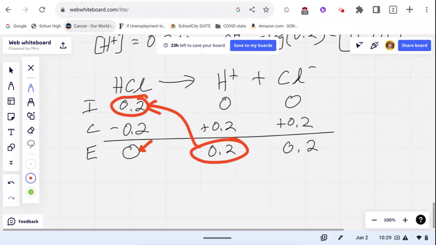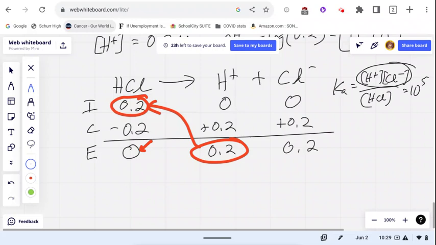Okay. Now, some people say, but wait, isn't this an equilibrium? Yes, there's an equilibrium, but since the K is so big, remember that Ka is the concentration of the products multiplied together over the concentration of the reactant. So in this case, HCl. Since this is 10 to the fifth, it's so big, it favors the product so much more than it does the reactants. Actually, I did this calculation.